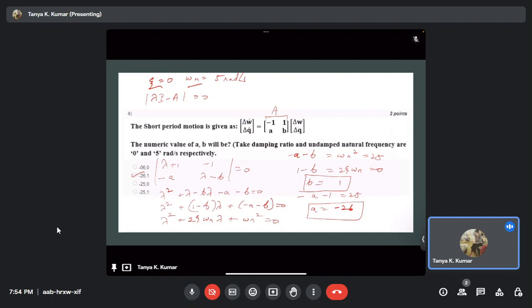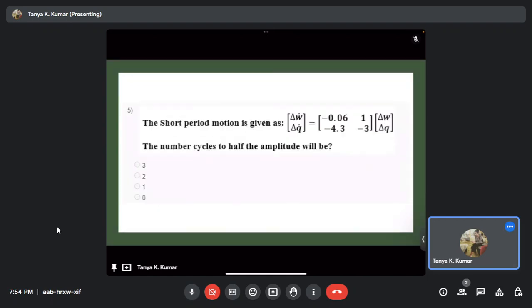The short period motion is given as, again they're giving you an equation, the number of cycles to half the amplitude will be. How do you find this? Number of cycles to half the amplitude. You have that equation directly, right? For simple harmonic motion, you have that equation.